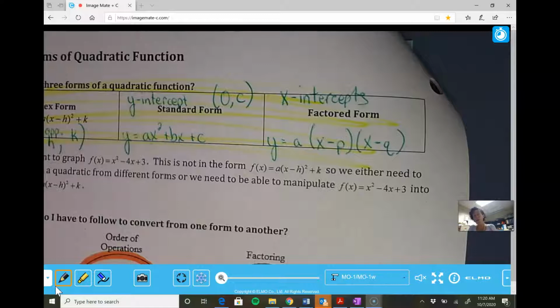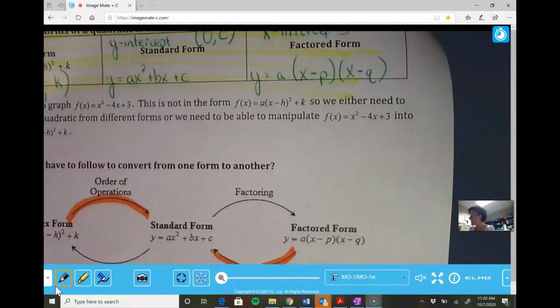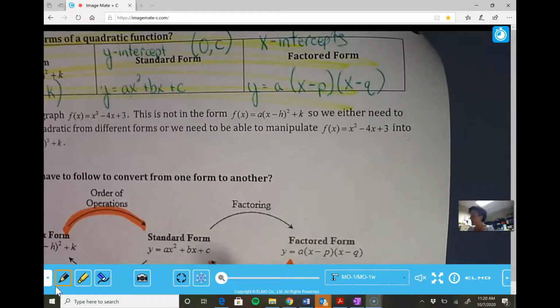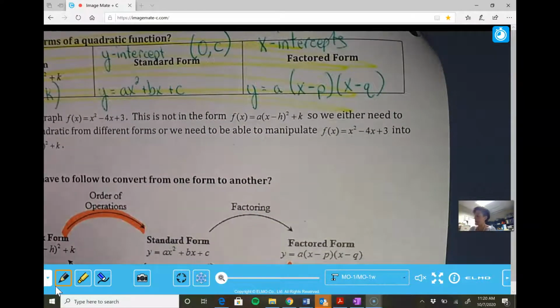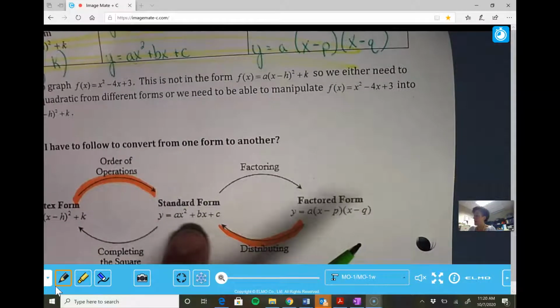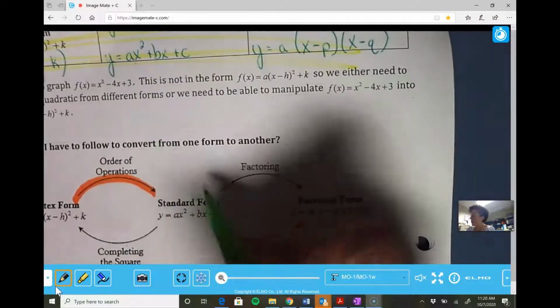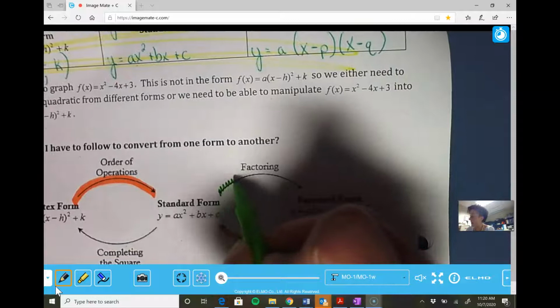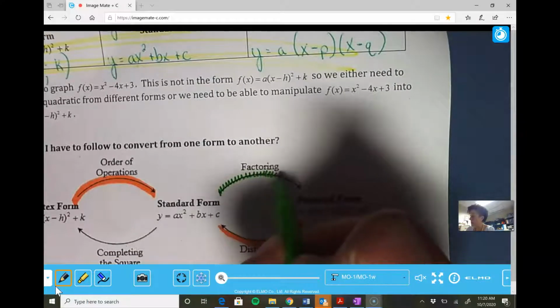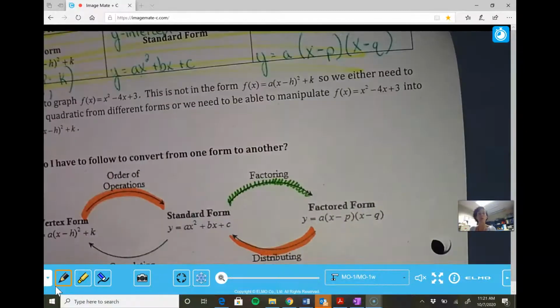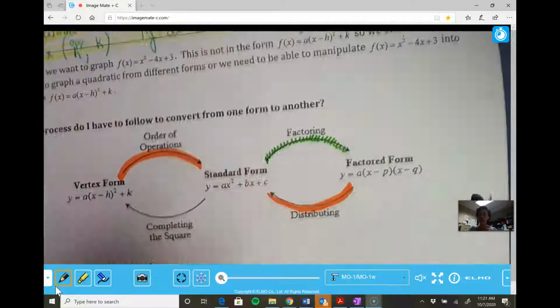So I'm back on page 8, and what we're going to talk about now in this section is, if it is in standard form, how to get it into factored form. And this, which I'm showing you in green, is one of the most important things you have to learn. You have to be able to factor successfully in Algebra 2. So this is not one to blow off.